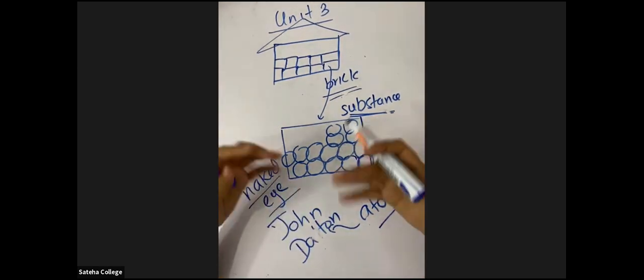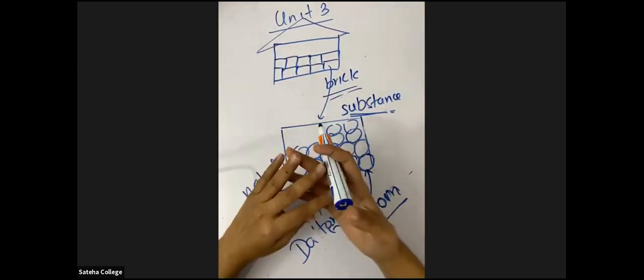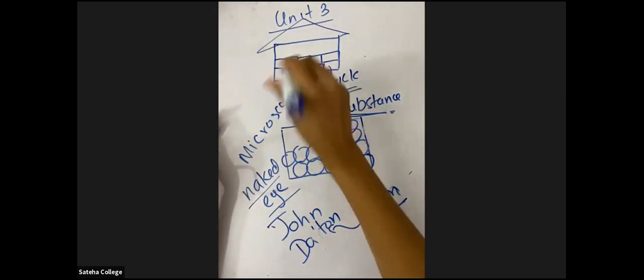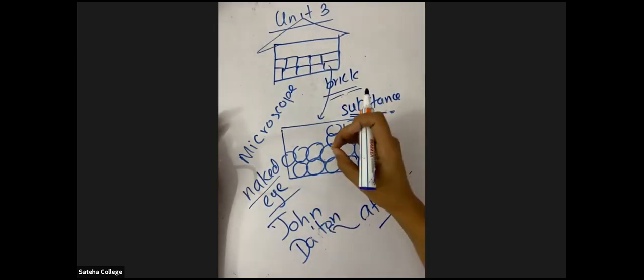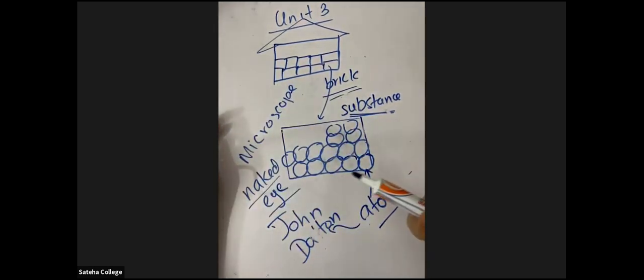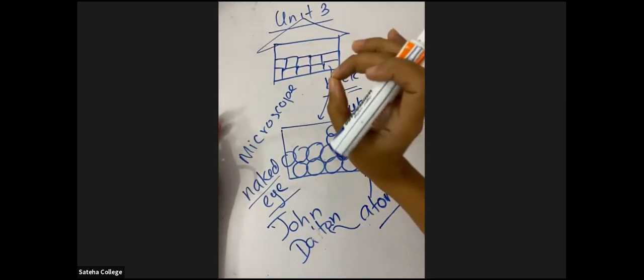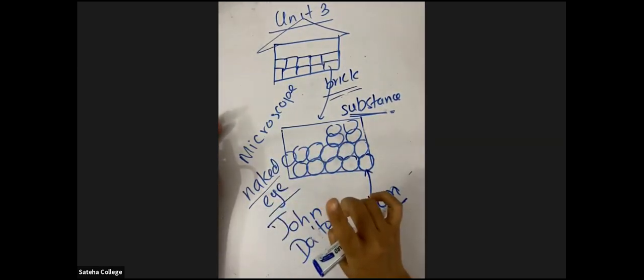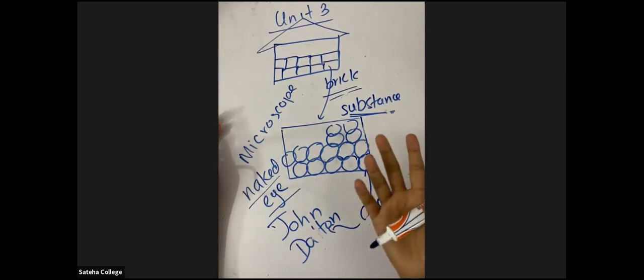But now the story becomes twisted. John Dalton found out about the atom before the introduction of the microscope. He didn't even see the atom. He just said that when you take a substance, there is a particle which you can't see, and he named that an atom. But did he see the atom? No, he didn't see the atom.